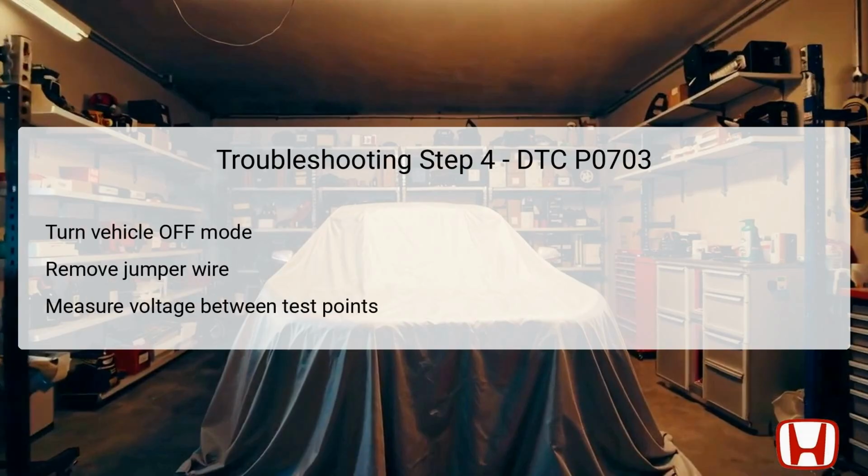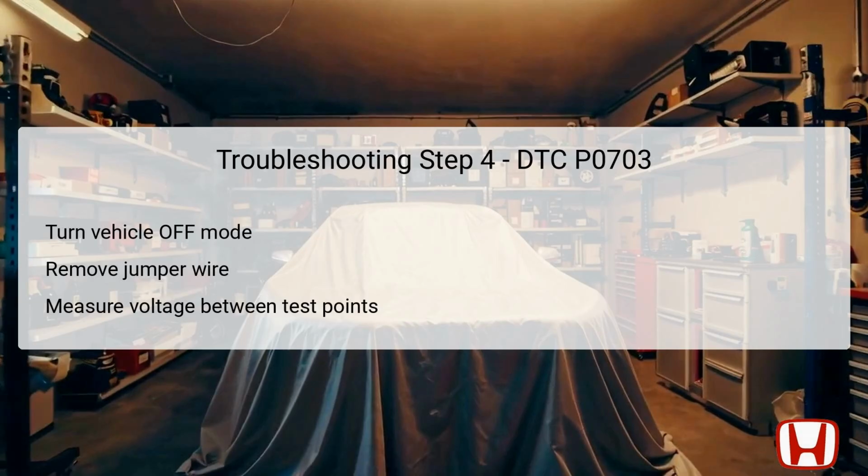During the fourth troubleshooting step concerning DTC P0703, start again by ensuring the vehicle is in the off or lock mode. Remove the jumper wire that you connected in the previous step from the brake pedal position switch 4P connector. Next, turn the vehicle to the on mode to prepare for testing.